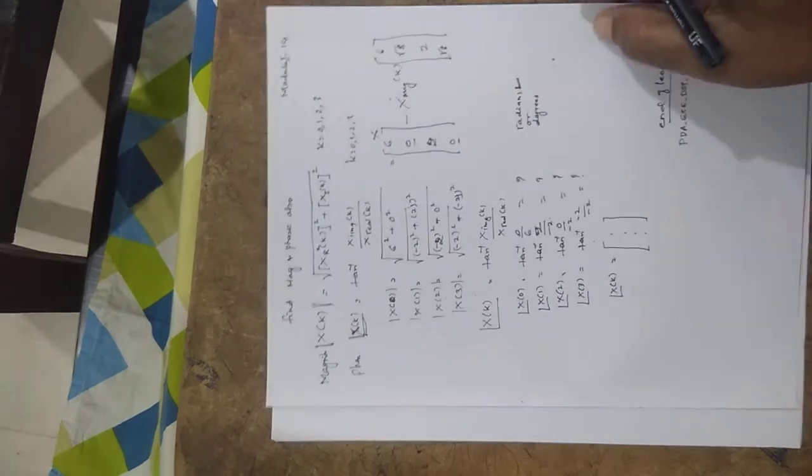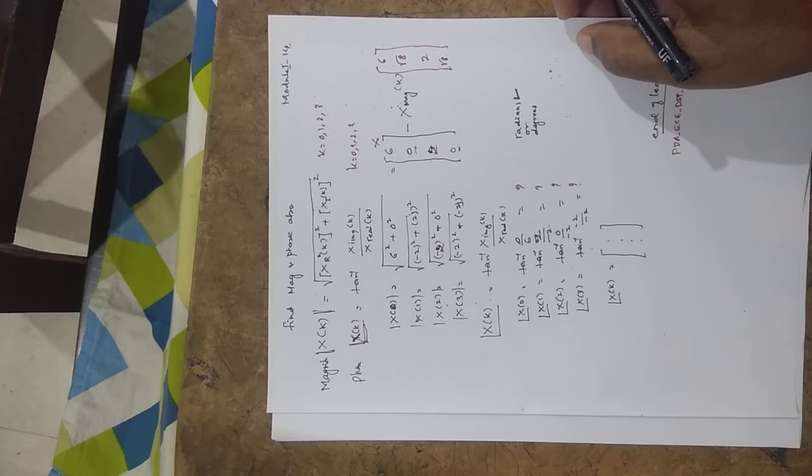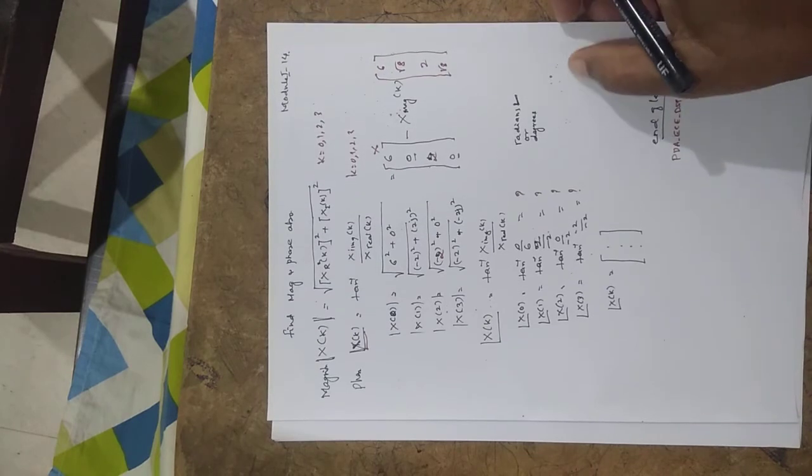In the last class, we solved an example of finding the DFT of a sequence. The length of the sequence is 4. We calculated the value of X of k. Then to find the magnitude of X of k and the phase of X of k, we used the formula root of X real square plus X imaginary square.